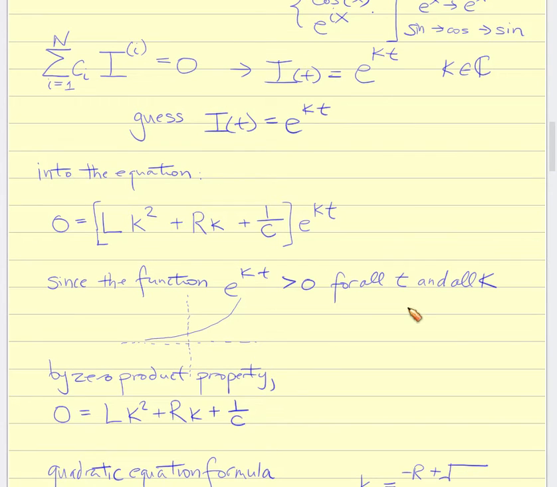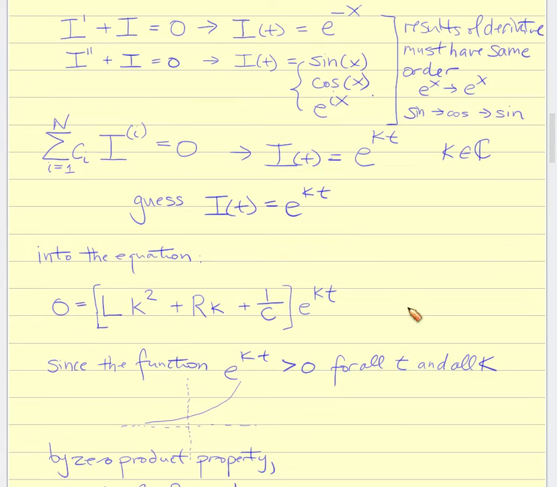All right, so we're going to go with it. We're going to say whatever our solution is, it's going to look like this, e to the kt, and we're just going to plug it into the equation.